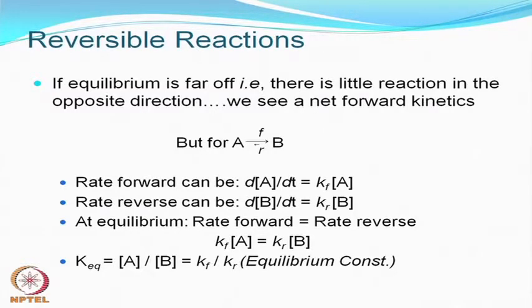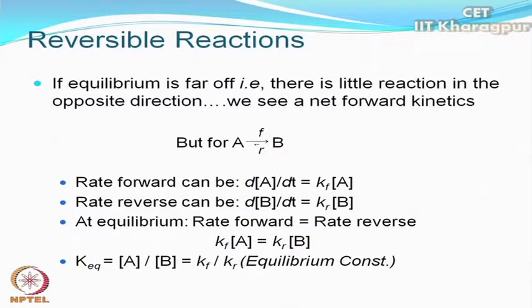Our next slide is reversible reactions. If equilibrium is far off, that is, there is very little reaction in the opposite direction, in the back direction, then we see a net forward kinetics. That means there is no effect of the back reaction, even if there is a very little back reaction, we do not see any effect of that. So, we say that the equilibrium is far off and the reaction is forward shifted, or the right hand direction shifted.